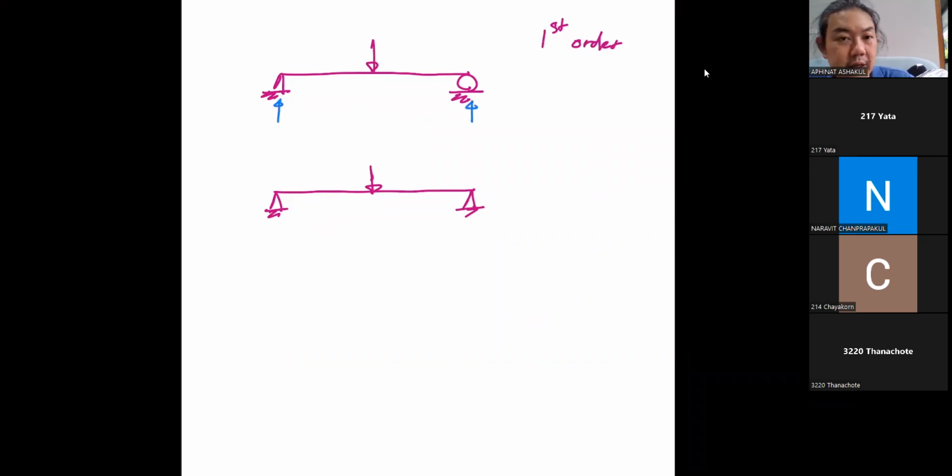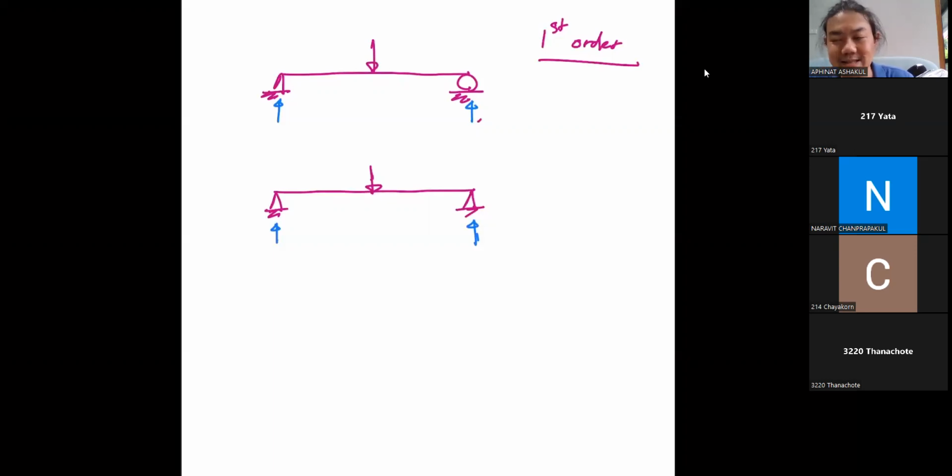Let's say I'm not gonna make life difficult. So let's place this at the middle. So you know it's a half of the reaction. So there's no reason for this not to be equal. So if you look at the first order, meaning you just use equilibrium to analyze the structure, this will be equal.